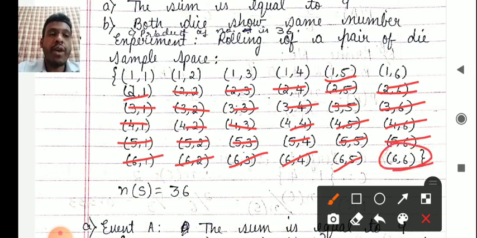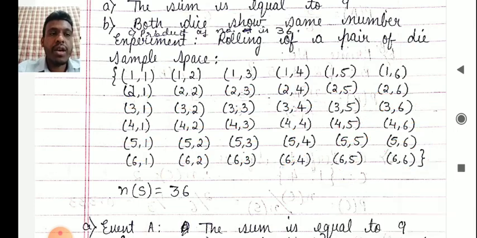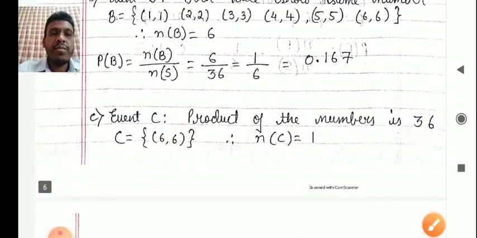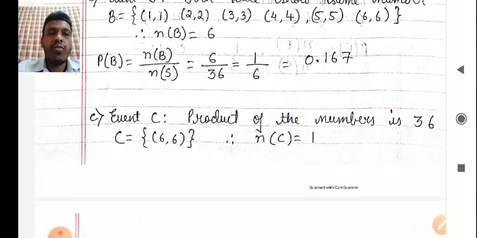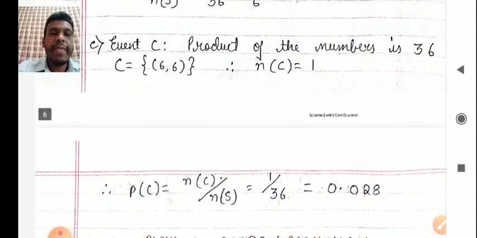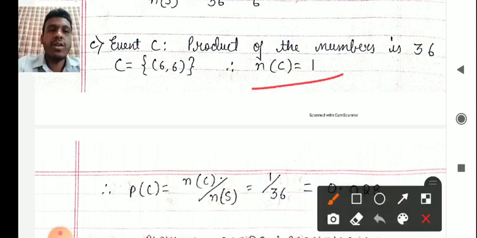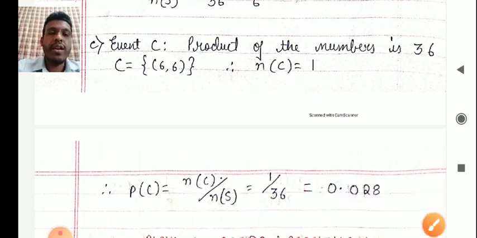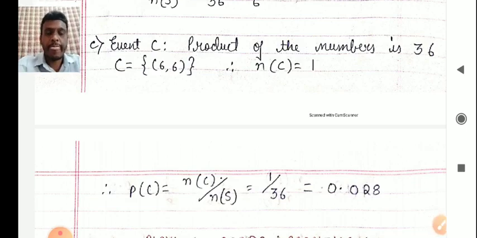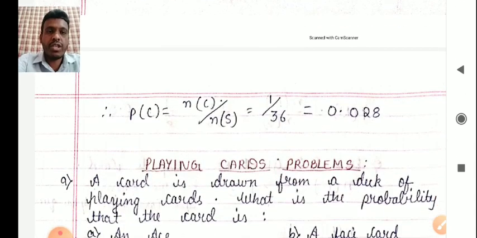So only one value you have where the product is equal to 36. So note down that value. So n of C becomes equal to 1 because you have only one value. So again the same thing, P of C is equal to n of C upon n of S. N of C, we know that it is equal to 1, so it is 1 upon 36. N of S remains the same, so it is equal to 0.028 if you solve it. Okay, so this is about this problem. This was quite straightforward, not much difficulty.